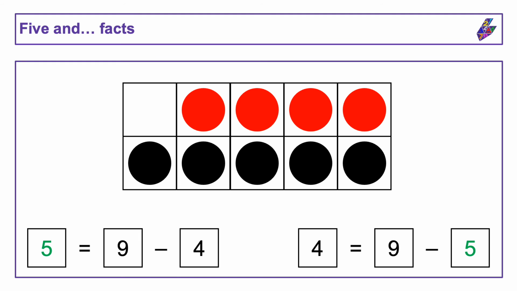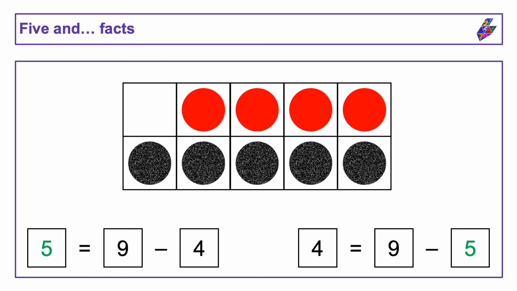You might have thought of 4 equals 9 minus 5, visualising 4 dots being left after subtracting 5 dots from 9 dots. So 4 has the same value as starting with 9 dots and subtracting the 5 black dots.